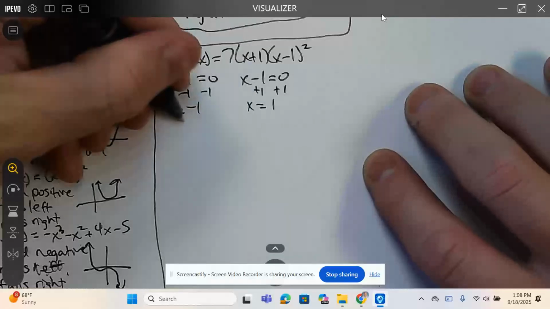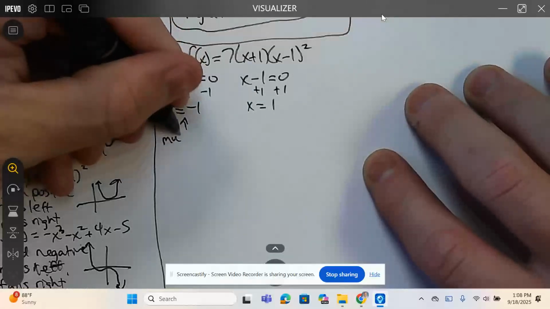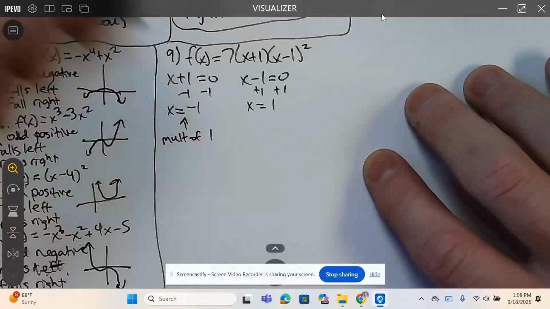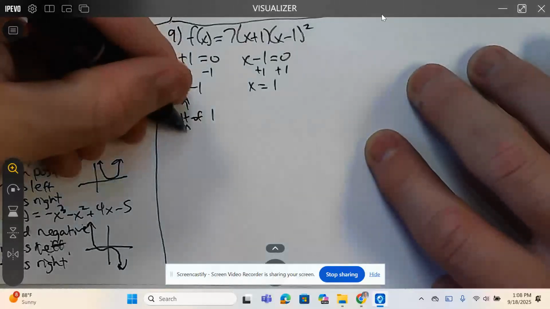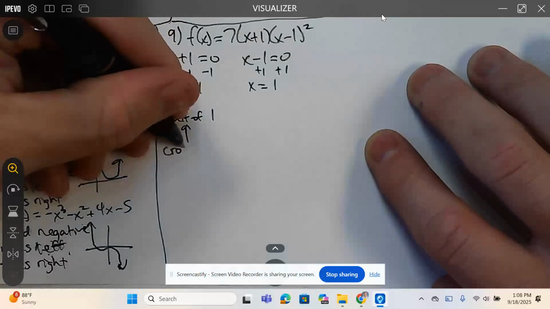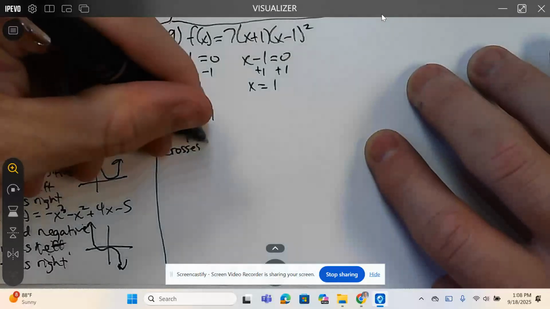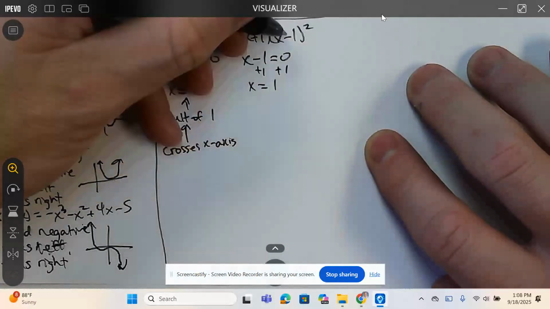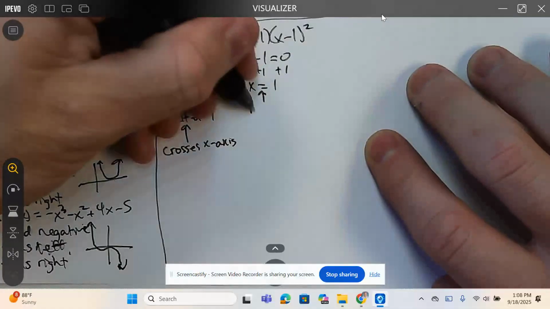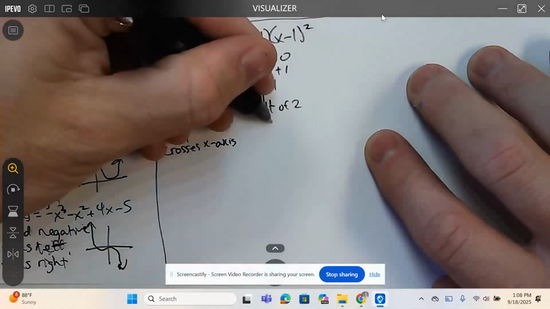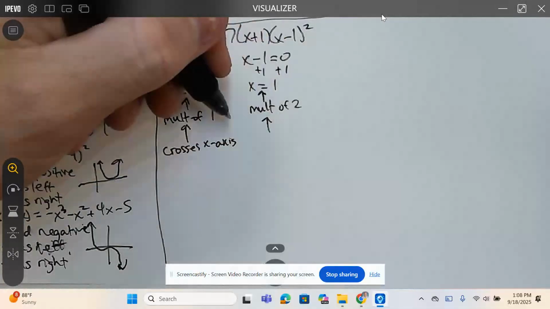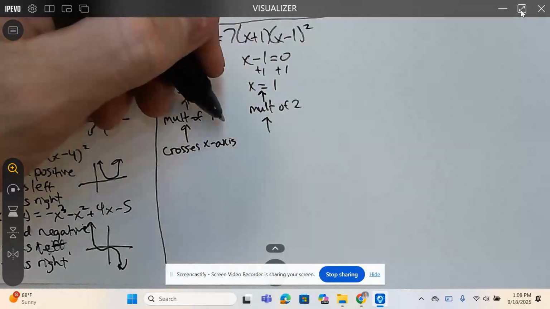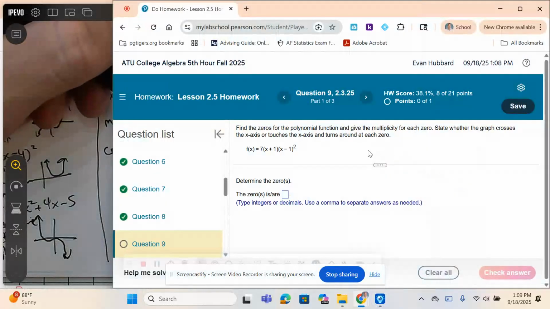So this is a multiplicity of 1. And since it's an odd multiplicity, it's going to cross. It crosses the x-axis. This one's squared, so it has a multiplicity of 2. So this one turns around. What do they say? Touches and turns around.